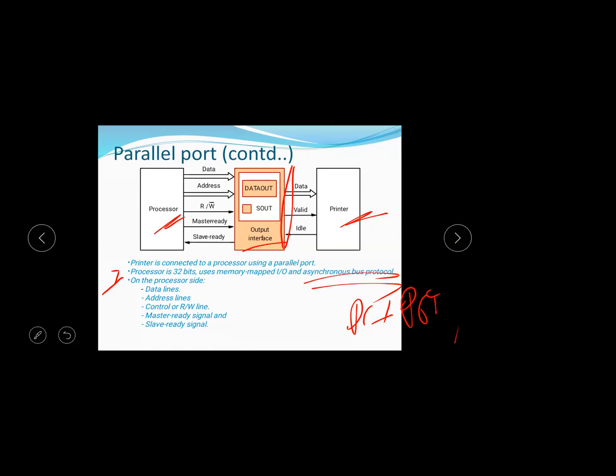Here also, on the left-hand side, the processor side has data lines to transmit the data from the processor to the printer circuit, address lines to identify the data out register, and also read/write, master ready and slave ready. These two are the control signals for asynchronous transmission. In a similar manner, here printer, that keyboard. This is read operation, this is write operation.